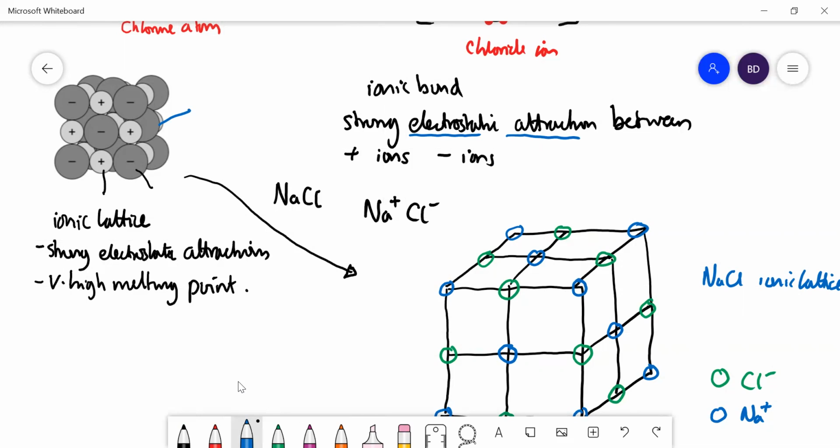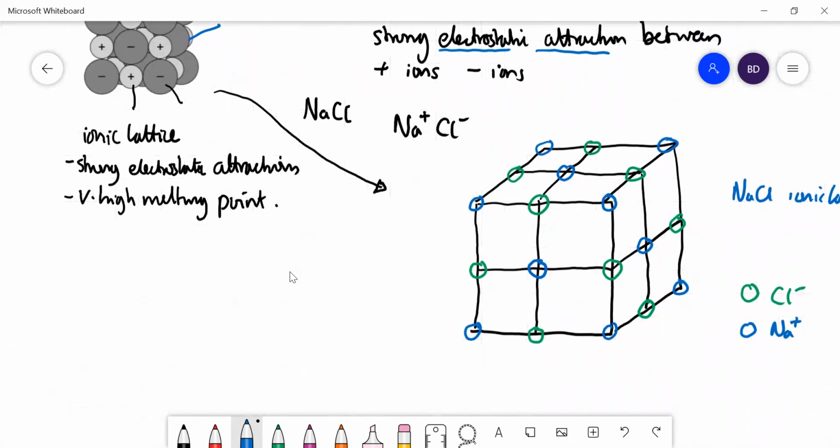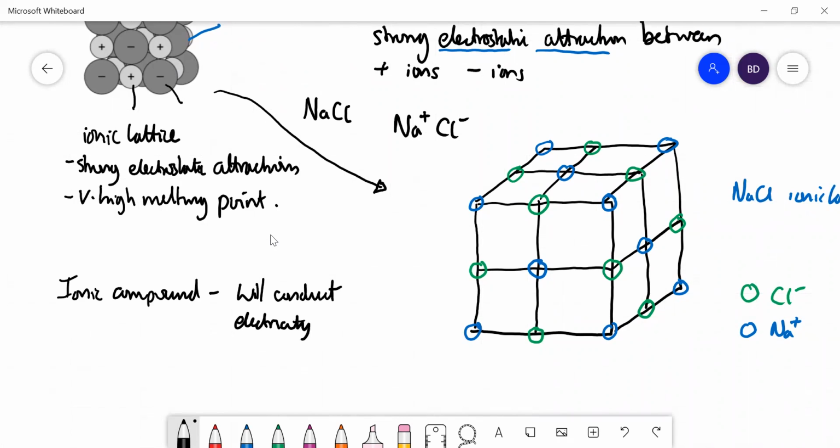Okay, so ionic compounds then. Ionic compounds also, importantly, have very high melting points, but when you do melt them, they will conduct electricity, but only when molten.